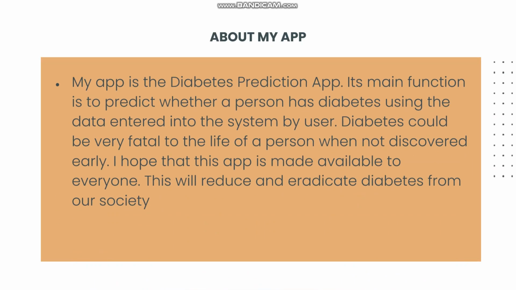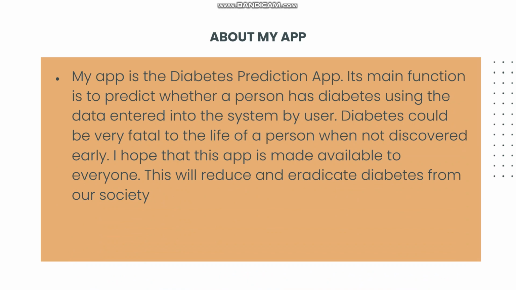About my app. My app is a diabetes prediction app. Its main function is to predict whether a person has diabetes using the data entered into the system by the user. Diabetes could be fatal to the life of a person when not discovered early. I hope that this app is made available to everyone. This will reduce and eradicate diabetes from our society.